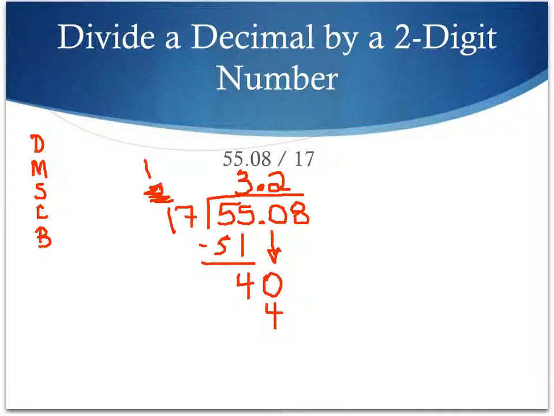Put my 1 up there for 14. And then 2 times 1 is 2, plus 1 is 3. So 17 times 2 would be 34. I'll subtract. 10 take away 4 is 6. I'll check. Is 6 smaller than 17? Yes, it is. Next I'll bring down, or finally, I'll bring down the 8.